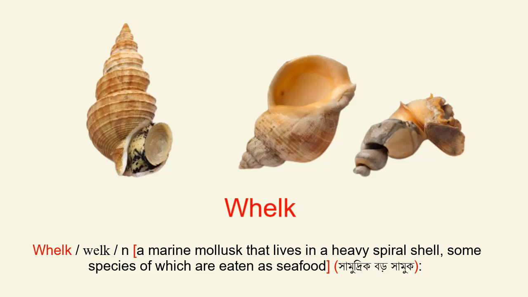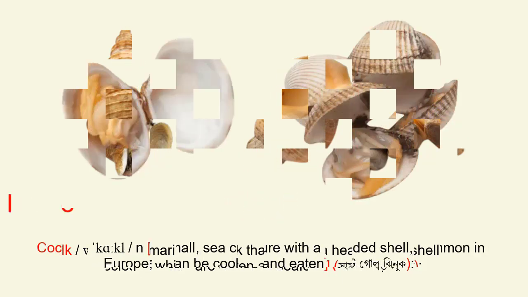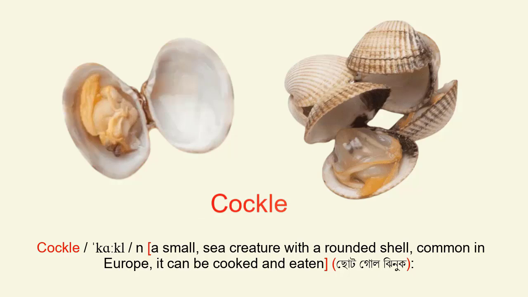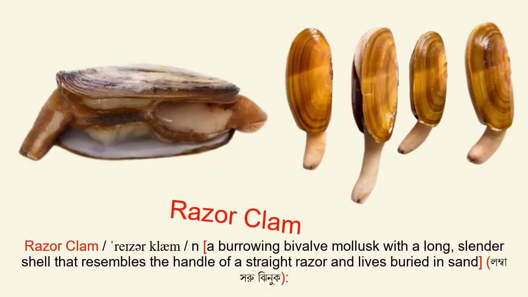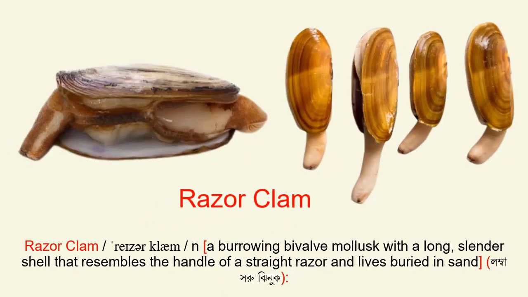Whelk. A marine mollusk that lives in a heavy spiral shell, some species of which are eaten as seafood. Cockle. A small sea creature with a rounded shell, common in Europe. It can be cooked and eaten. Razor clam. A burrowing bivalve mollusk with a long, slender shell that resembles the handle of a straight razor and lives buried in sand.